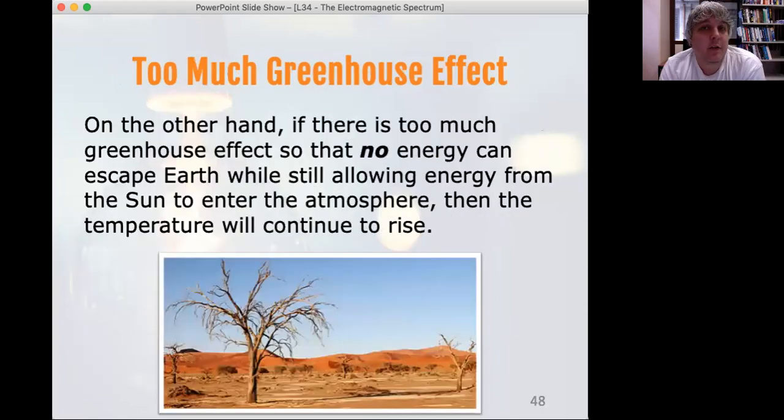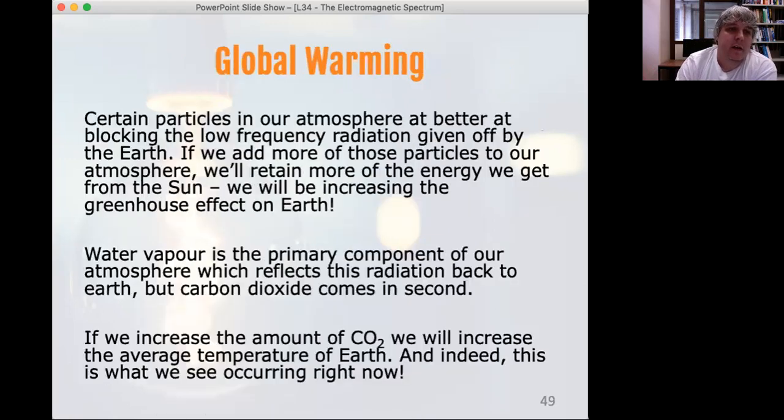On the other hand, if we had too much greenhouse effect, then we would get too much energy. The temperature would get too hot. All of the ice on Earth would melt, all the seas would evaporate, and we'd end up with a dry, barren landscape with a really humid atmosphere full of water molecules. And so again, not very good. If there's too much greenhouse, that's no good either.